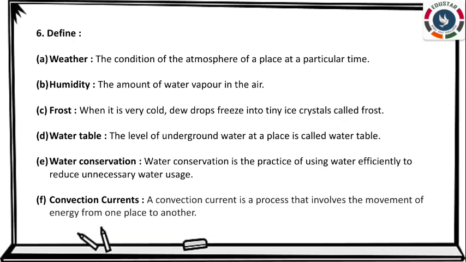Sixth question is, define the following. First one, weather. The condition of the atmosphere of a place at a particular time is called weather. Humidity. The amount of water vapor in the air is called humidity. Frost. When it is very cold, dew drops freeze into tiny ice crystals called frost. Water table. The level of underground water at a place is called water table.